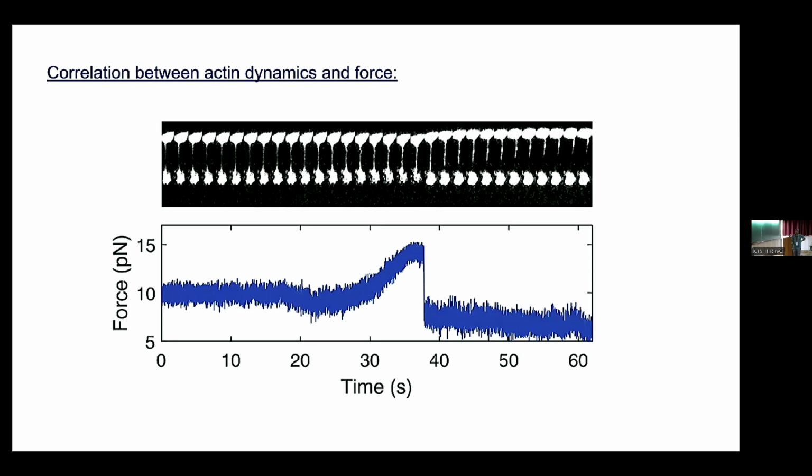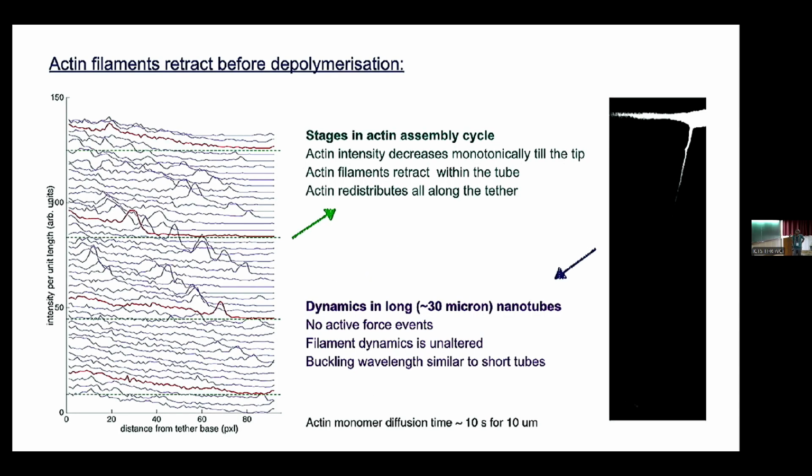So what is happening is actin is growing inside the tube, making contact with the bead. It starts pulling on the bead, and suddenly the actin detaches, and you see that event as a force drop. Then the actin retracts back, and then the actin grows back again. This behavior is summarized here.